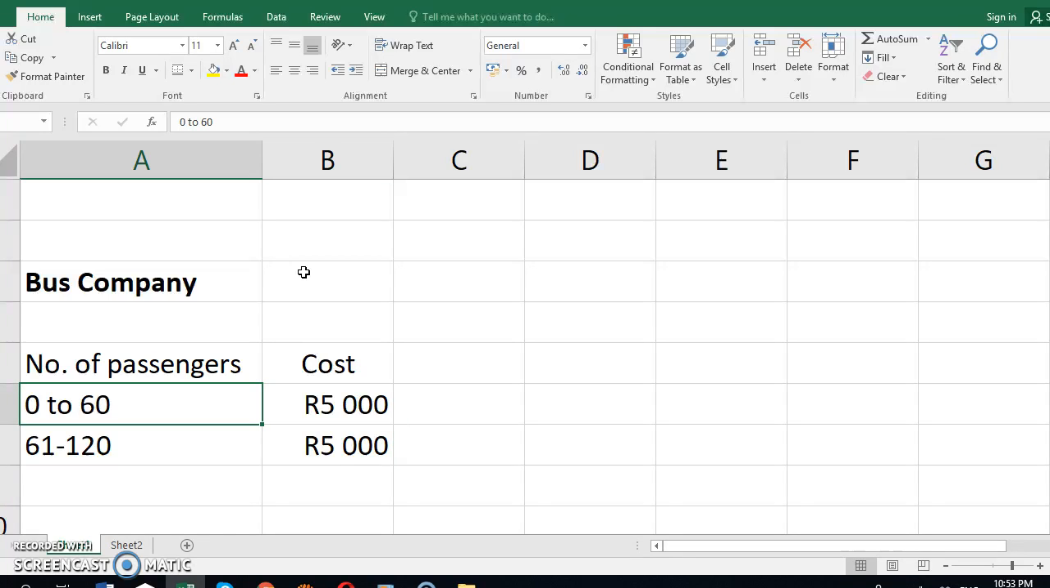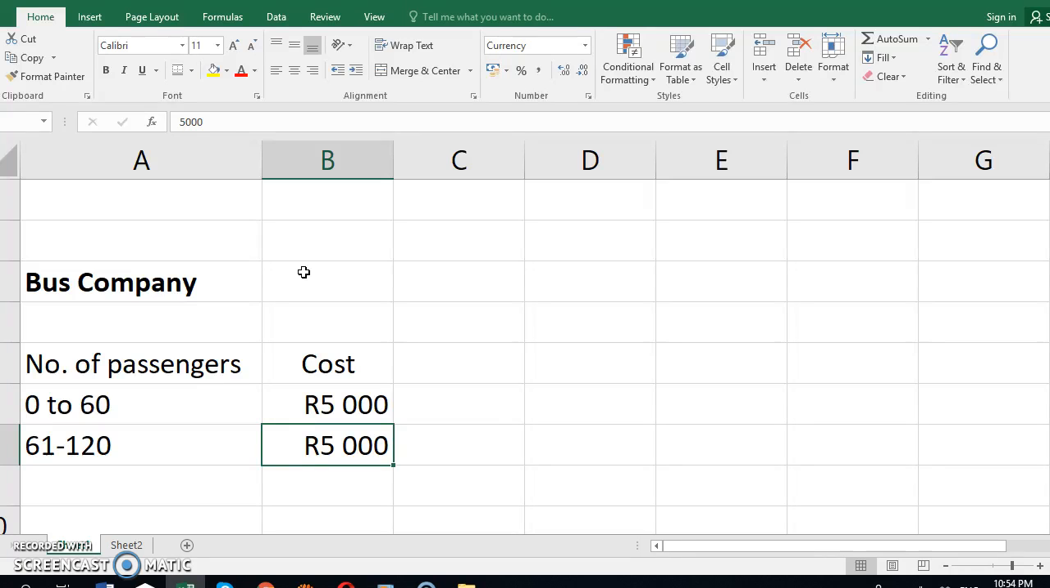So within the range of 0 to 60, the 5,000 is fixed. Whether you have one passenger or 60 passengers, you're going to pay 5,000. That's fixed. As soon as you go into the next range, you then have another step, and that's what we refer to as a step fixed cost. So within that range, that cost is also fixed.